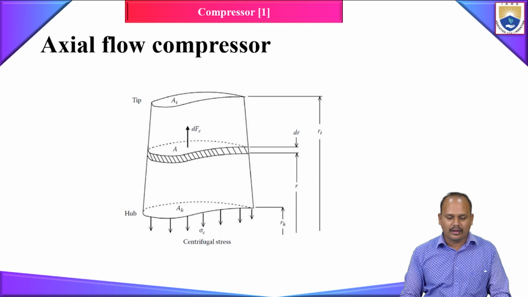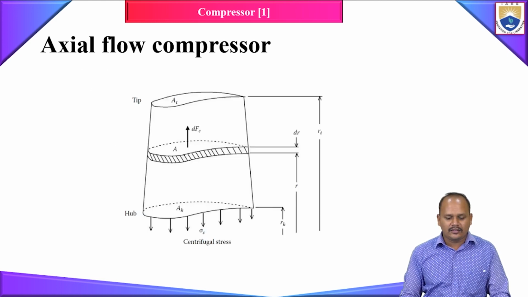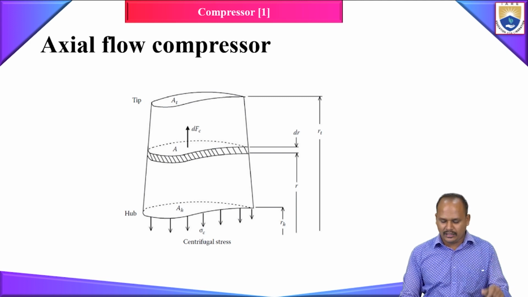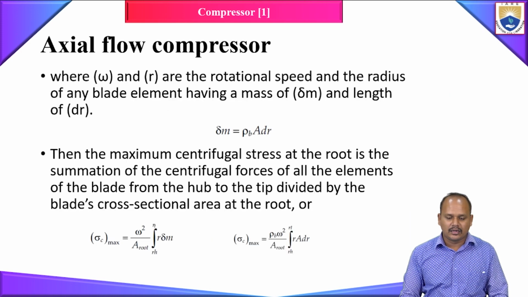Okay, that is centrifugal force acting on it. I'm going to find out what is the centrifugal force DFC acting on that element I've taken. DFC is equal to omega square R into delta M. So what is your omega? That is the rotational speed of your rotor blade. What is your R? Your R is the distance from your hub where we have taken this small elemental blade, and delta M is the mass of the blade element which we have taken. Okay, so I can find out the elemental mass of my blade element.